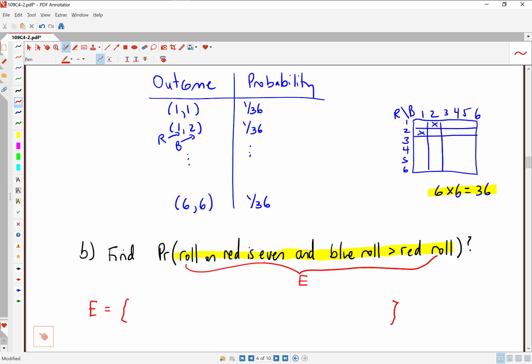So what do we want? We want the roll on the red to be even. Okay, and we've said that when we're writing out these ordered pairs, we're going to follow the convention of writing the red roll first. So the roll on red, for example, could be 2. And the blue roll to be strictly bigger than the red roll. So if the roll on red is 2, the roll on blue could be 3, 4, 5, or 6.